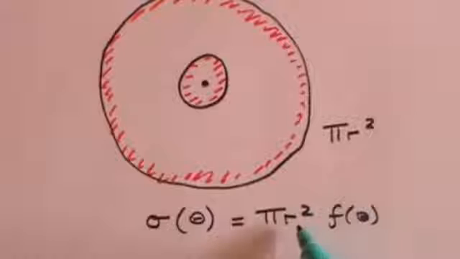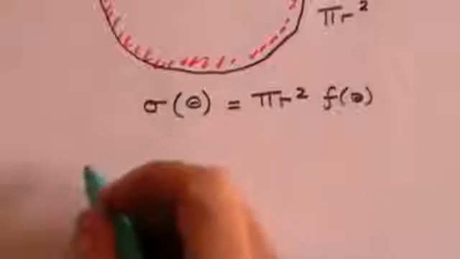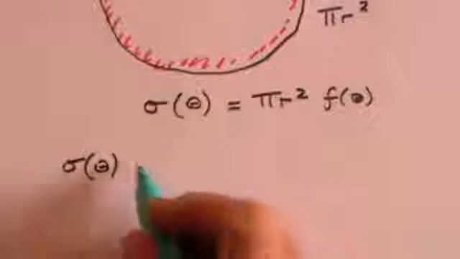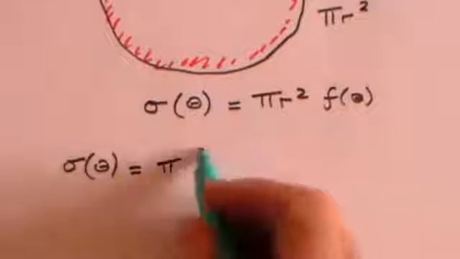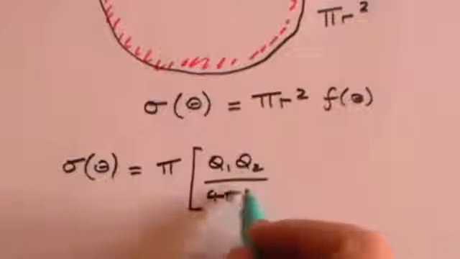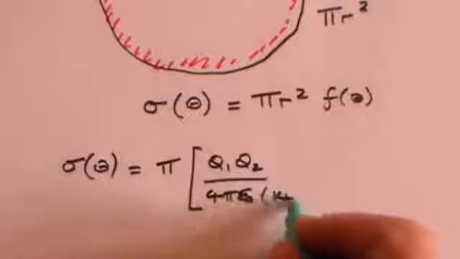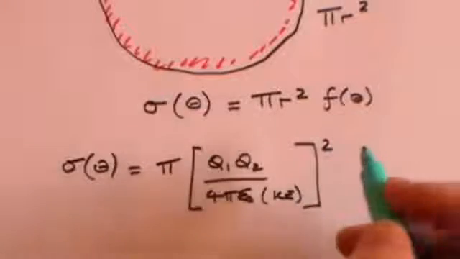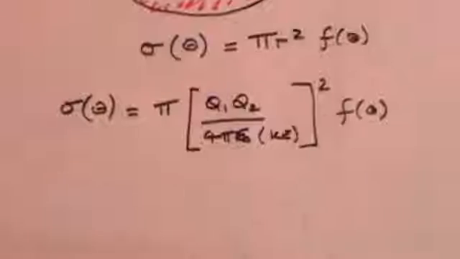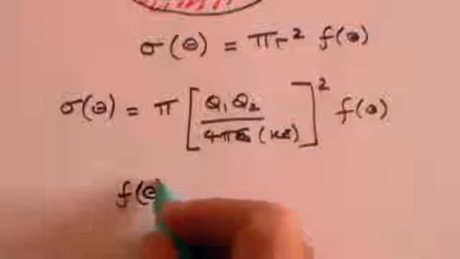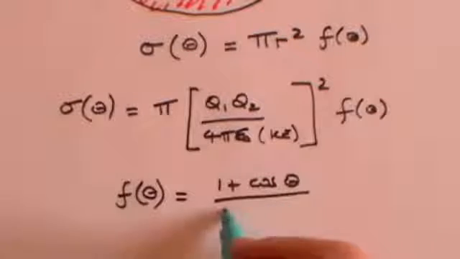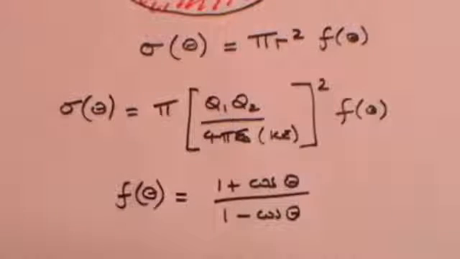Now we've already got a formula for r, so let's substitute that in. That gives us that the cross-section for any given angle of scattering is equal to pi times r squared. Well, that was q1 q2 divided by 4 pi epsilon naught times the kinetic energy, all squared, times the function of theta, f(theta). And it turns out that f(theta) is 1 plus cosine theta divided by 1 minus cosine theta.